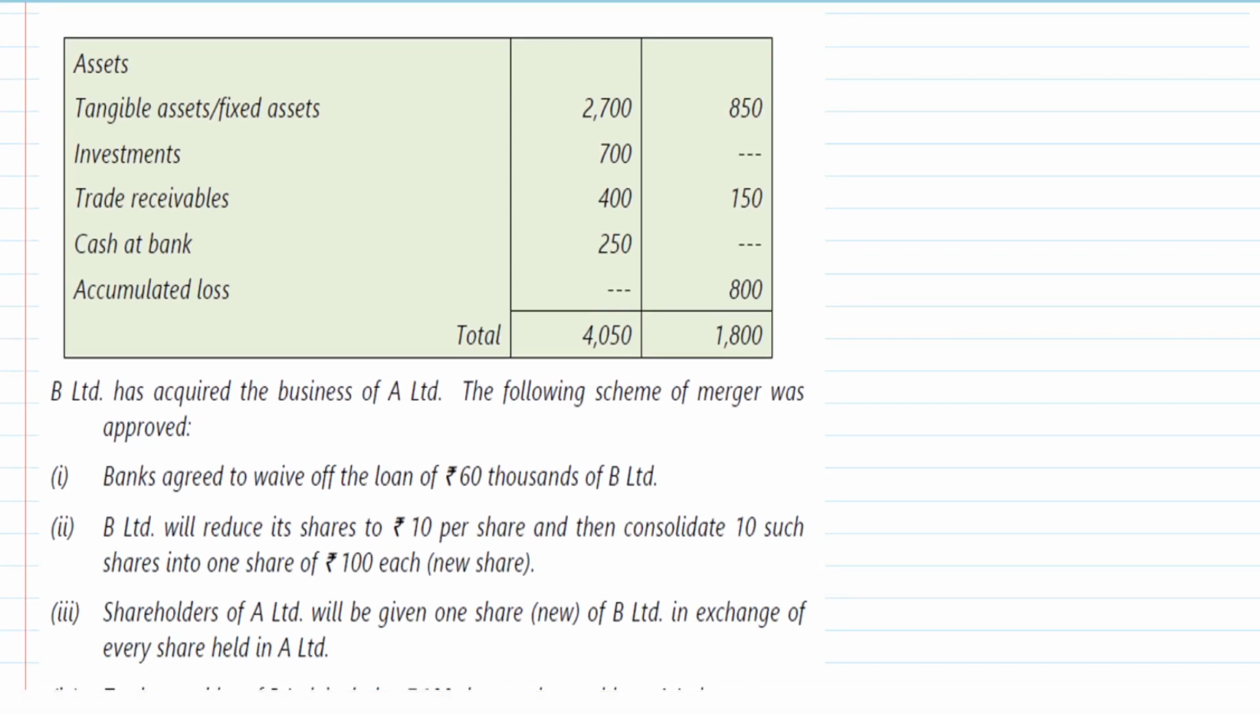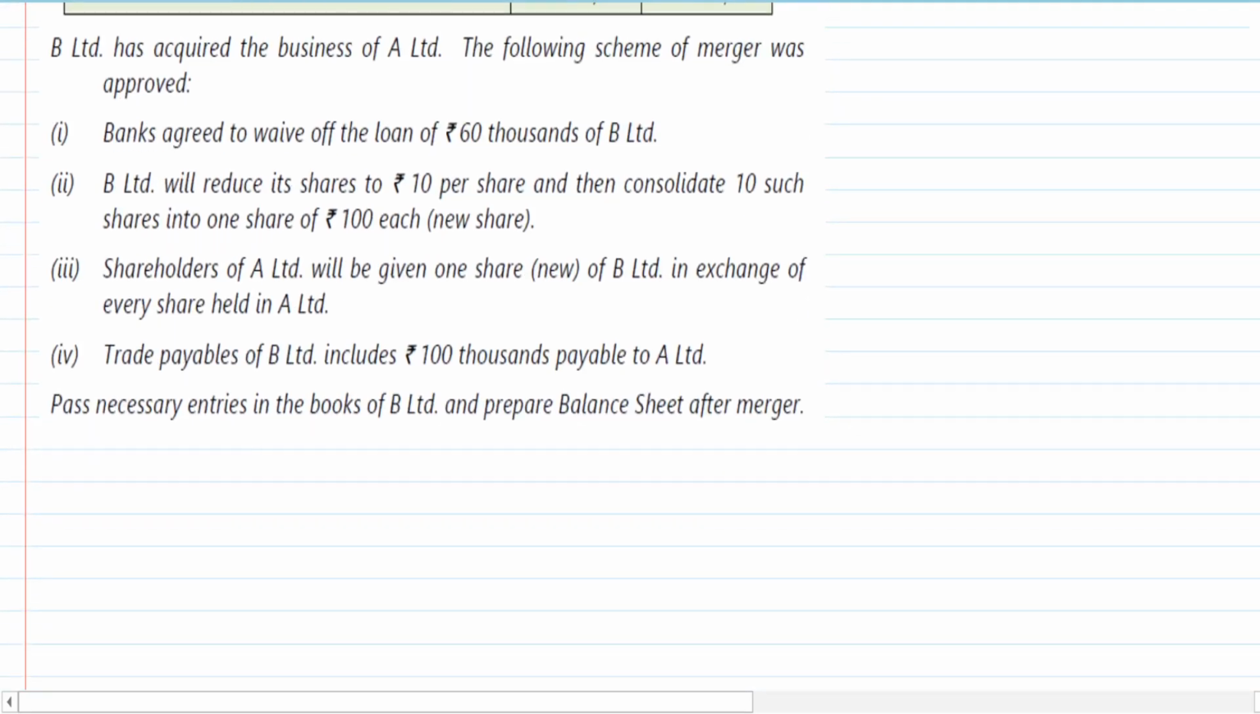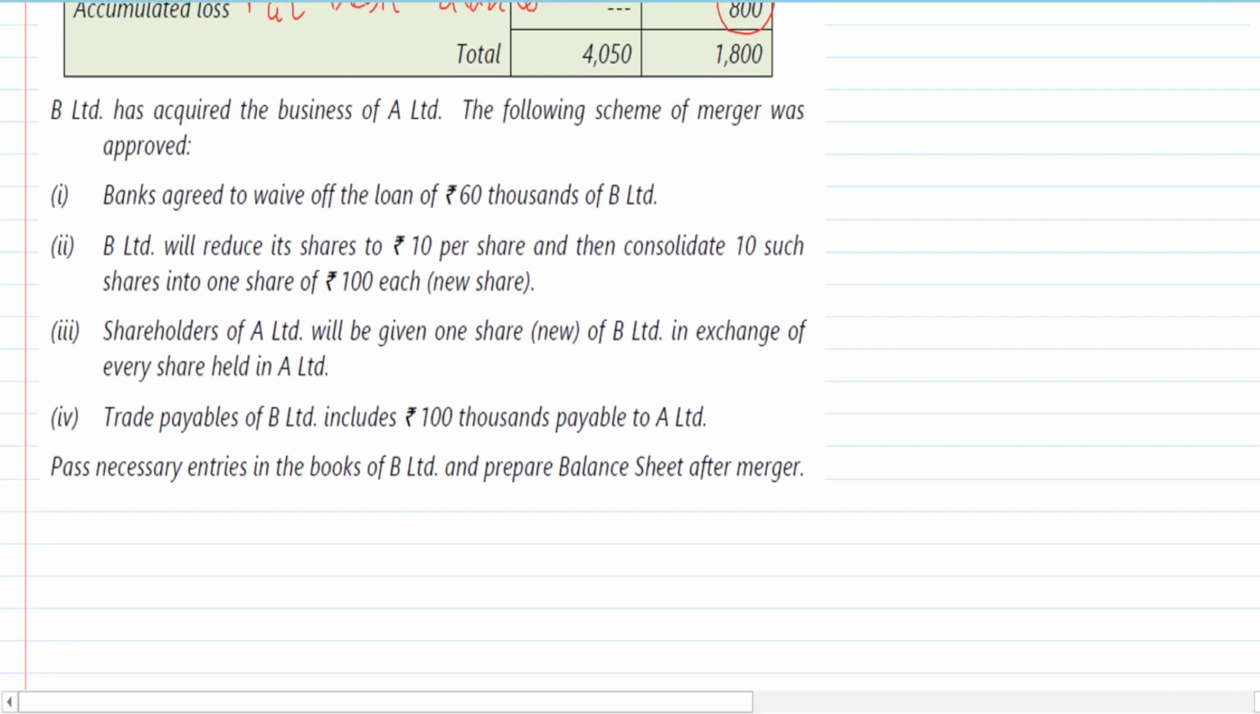Okay. So P&L debit balance is there of 800. Accumulated loss is nothing but the profit and loss debit balance. So you have a loss making company over here. Fine. What is the information? They are saying B Limited has acquired the business of A Limited. B Limited is the purchasing company. A Limited is the selling company.